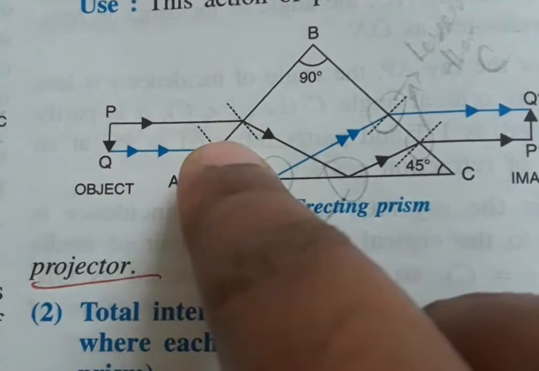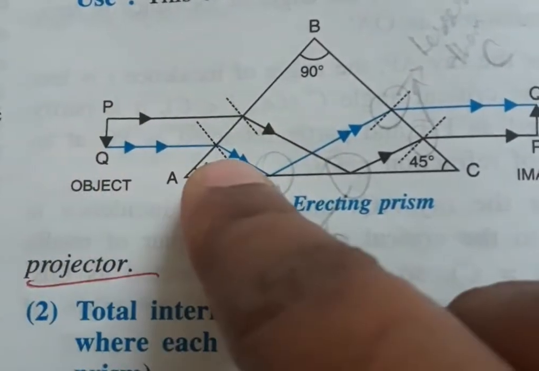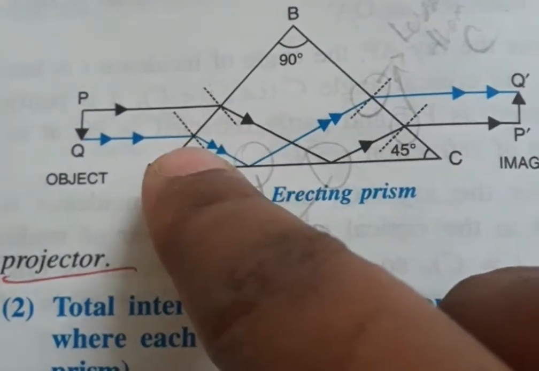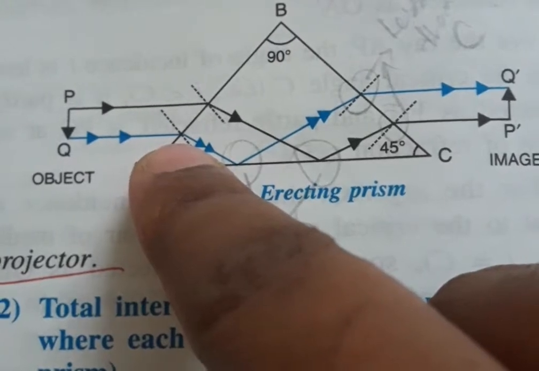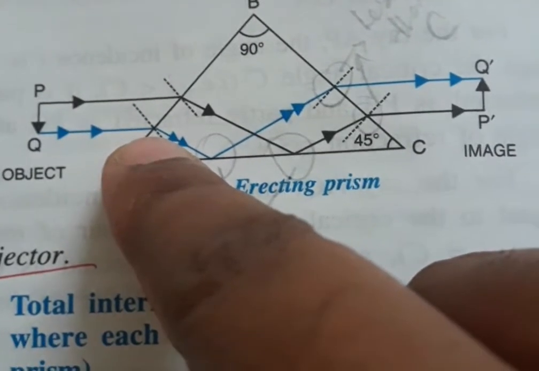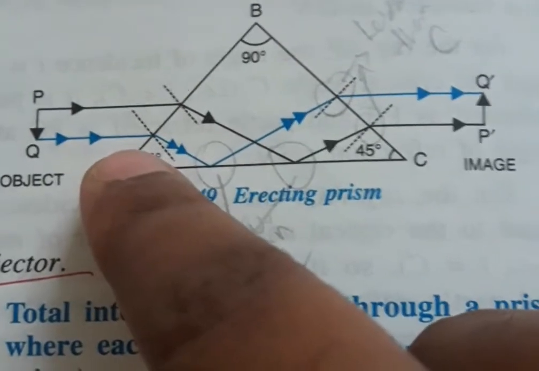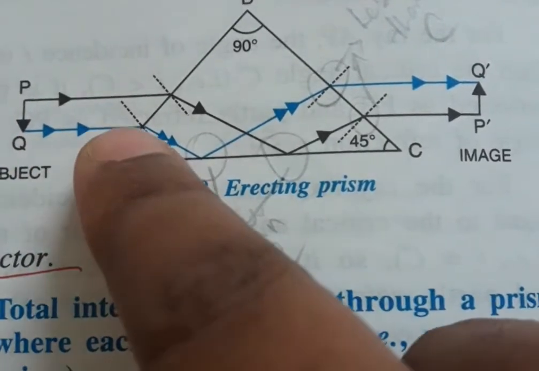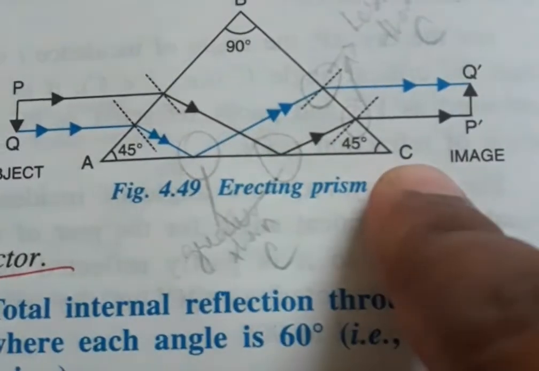Now what happens when we keep the object like this is that these are the two incident rays, and they fall on the face AB at an angle which is less than the critical angle of 42 degrees. That's why it suffers refraction. It does not suffer total internal reflection but refraction. And when it goes from a rarer to a denser medium, it goes towards the normal. So it falls like this on this face AC.